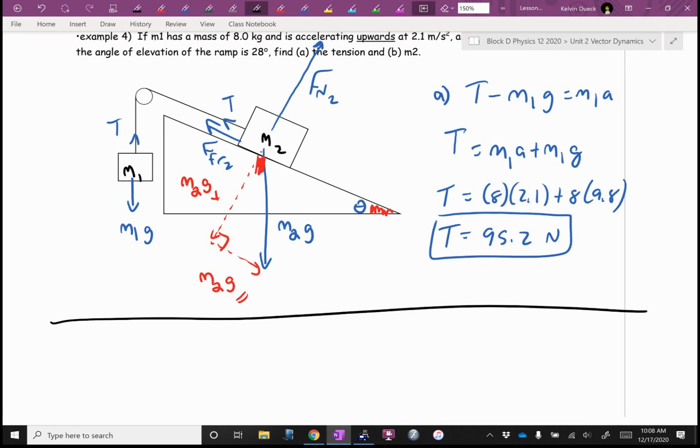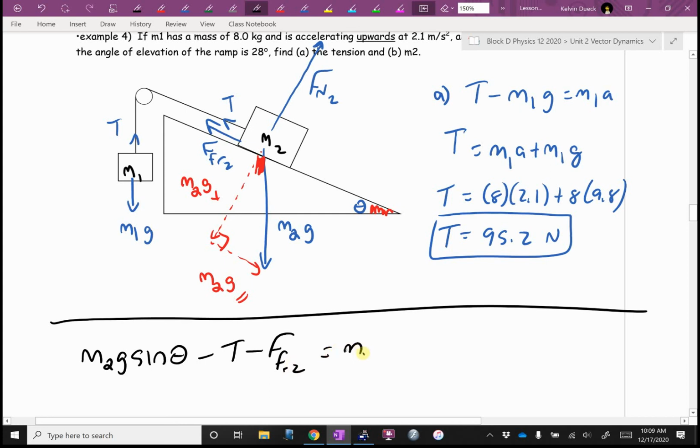Instead of M2G parallel, if I wanted to skip a step in my homework, not on a test, what could I write instead for 2 lines? Maybe I shouldn't have allowed you to take that shortcut, but okay. So I'm going to write M2G sine theta. Keep going. We're writing an equation for mass 2. Look at your free body diagram. You've just decided that M2G parallel is winning. Equals M2A.